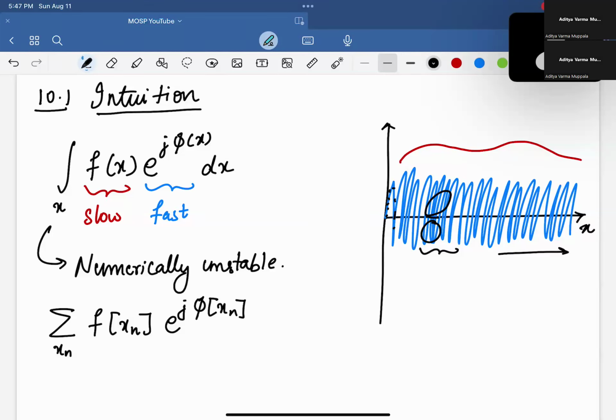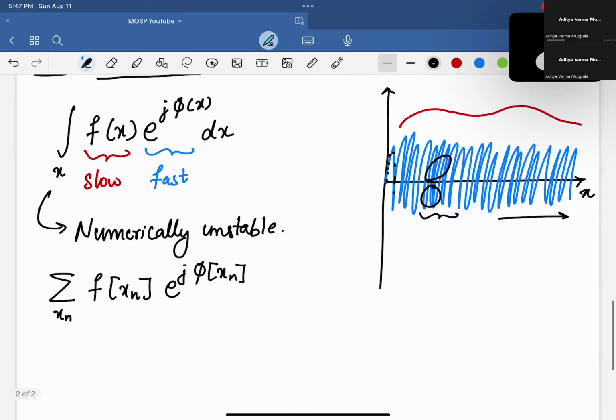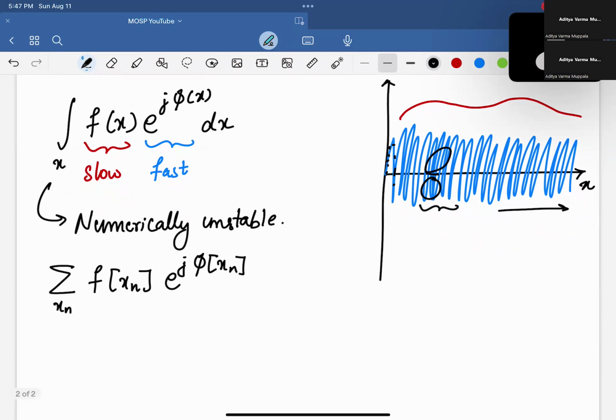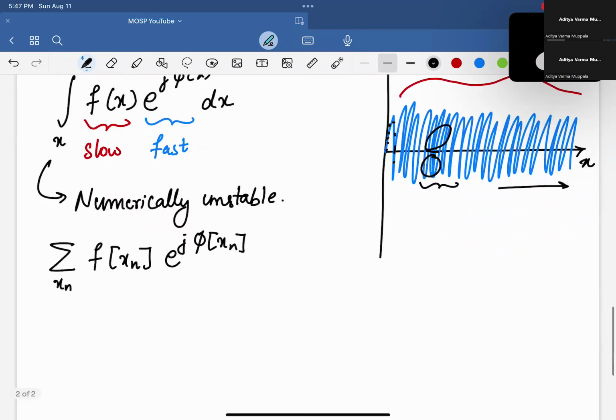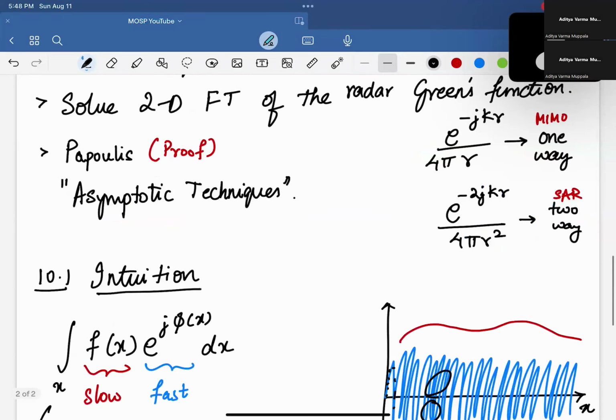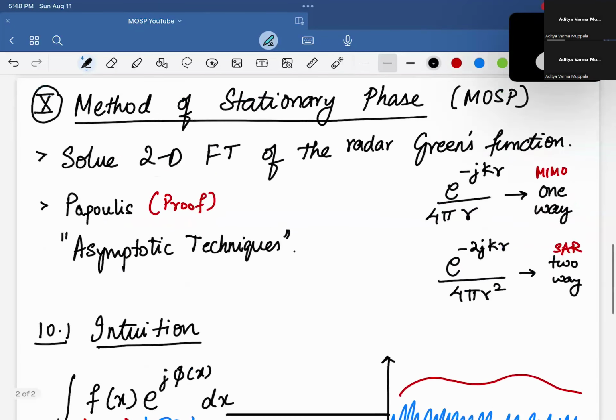Sorry, my screen recording stopped for a second. Anyway, so it's numerically unstable. So we would like to have some kind of approximation that we can use, or some trick that we can use to compute integrals like this. And that's what this method of stationary phase is.